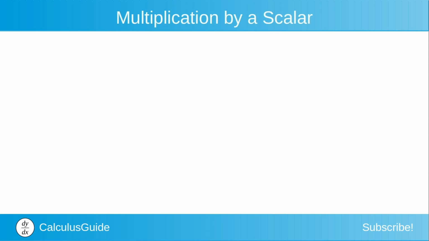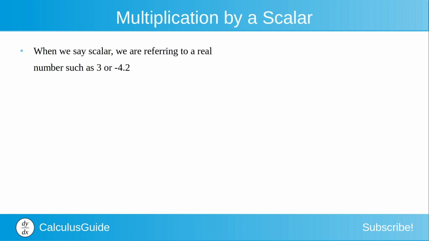I'll now describe how to multiply a vector by a scalar. When we say scalar, we're referring to a real number, such as 3 or minus 4.2. For a vector v equals ⟨v1, v2⟩ and a scalar k, k multiplied by v is equal to ⟨kv1, kv2⟩.